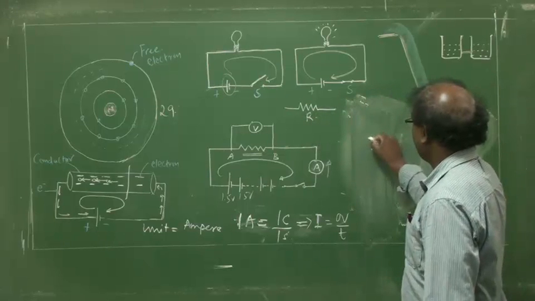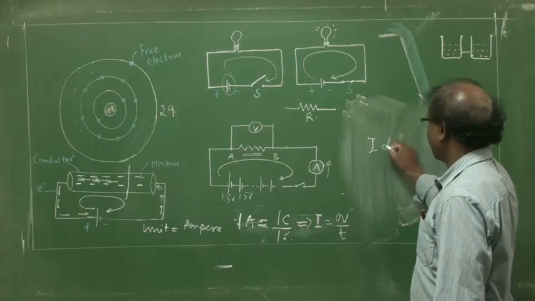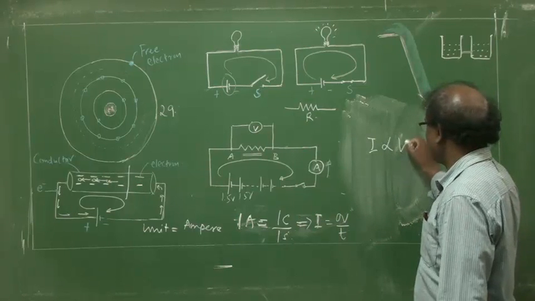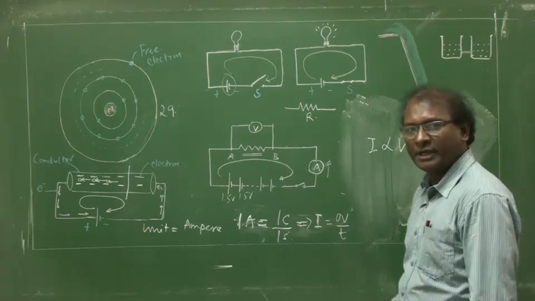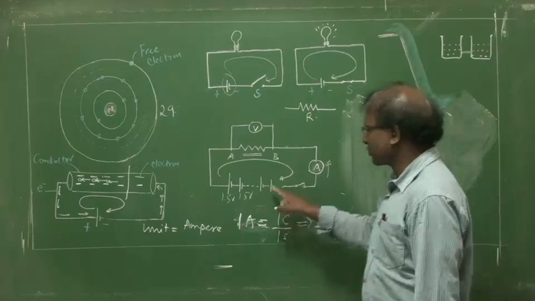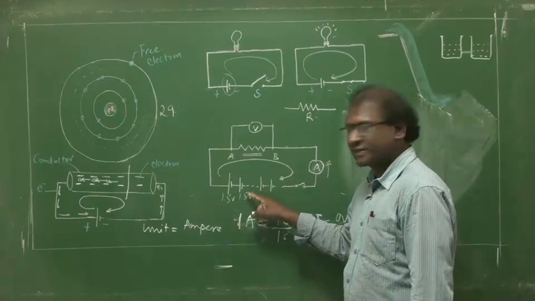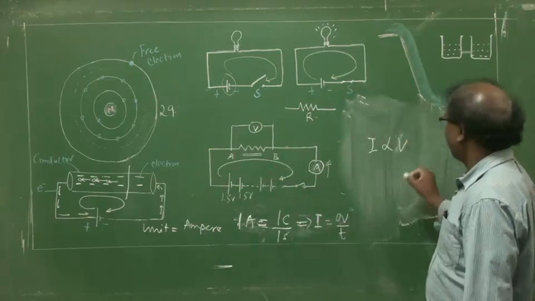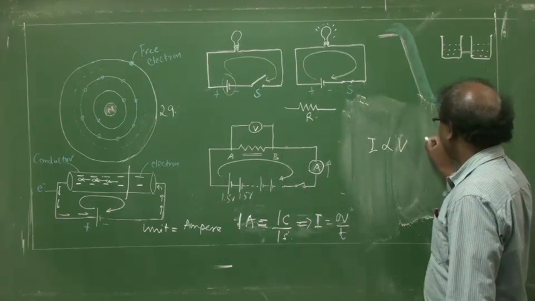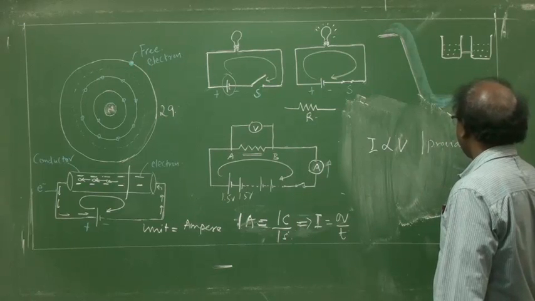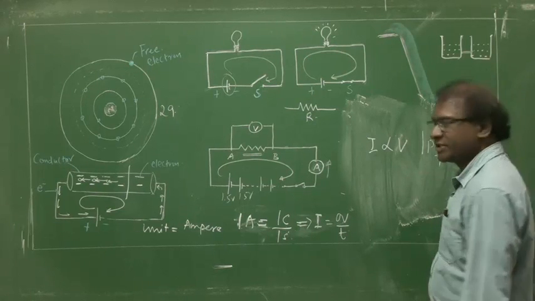The current flow in a conductor is directly proportional to the potential difference applied to the conductor. The current flow is directly proportional to the potential difference, which means the cell in this case, applied to this conductor, provided the temperature is maintained constant.